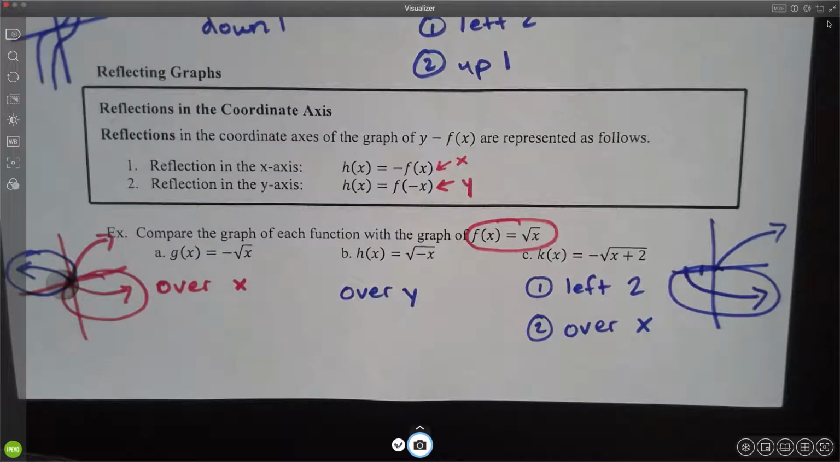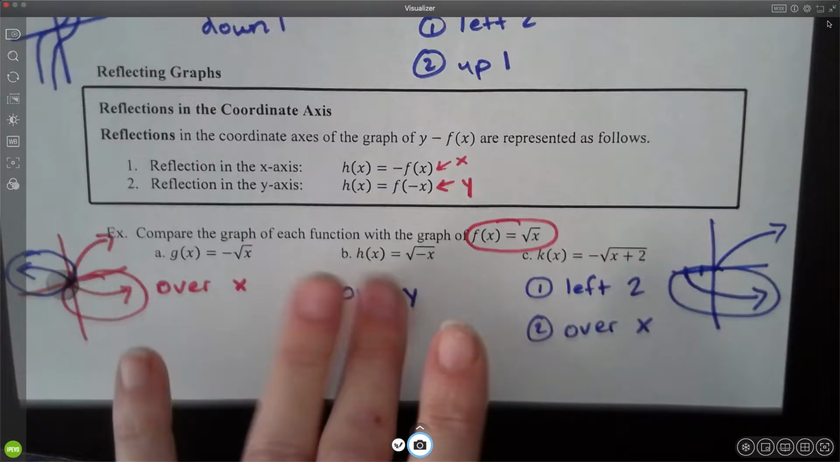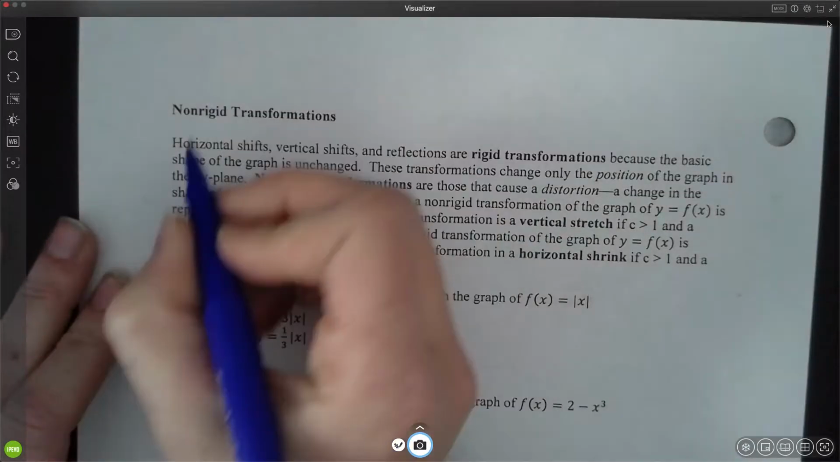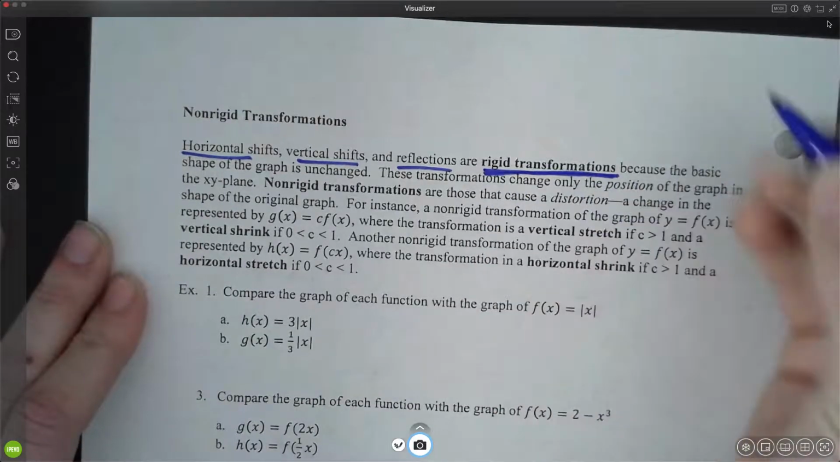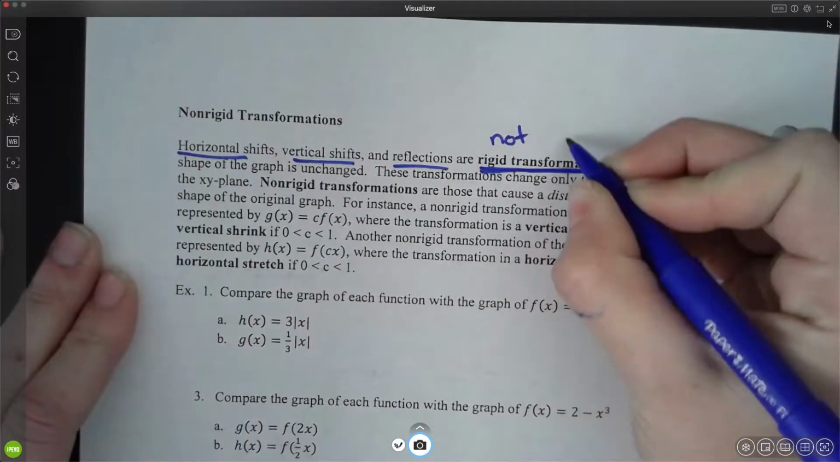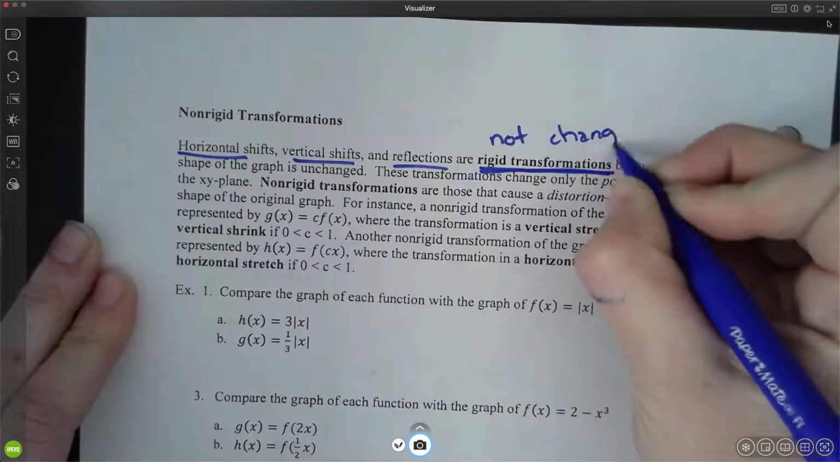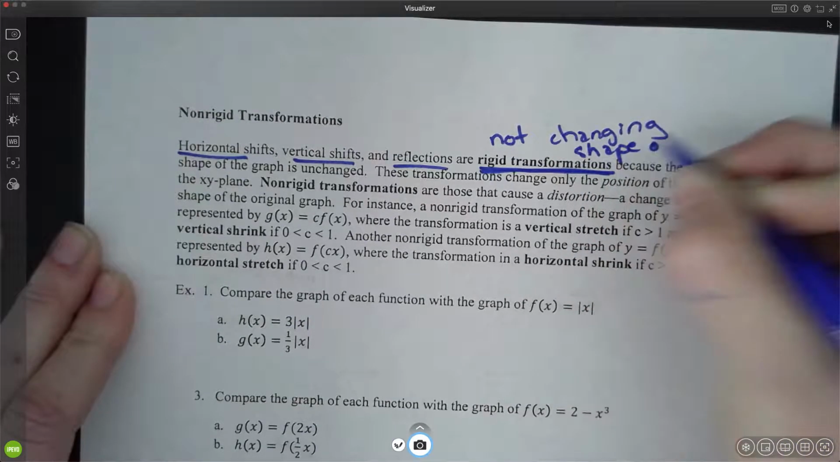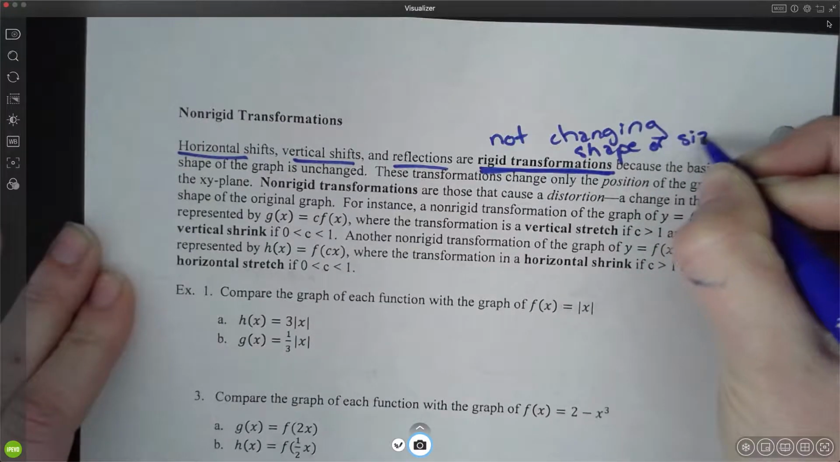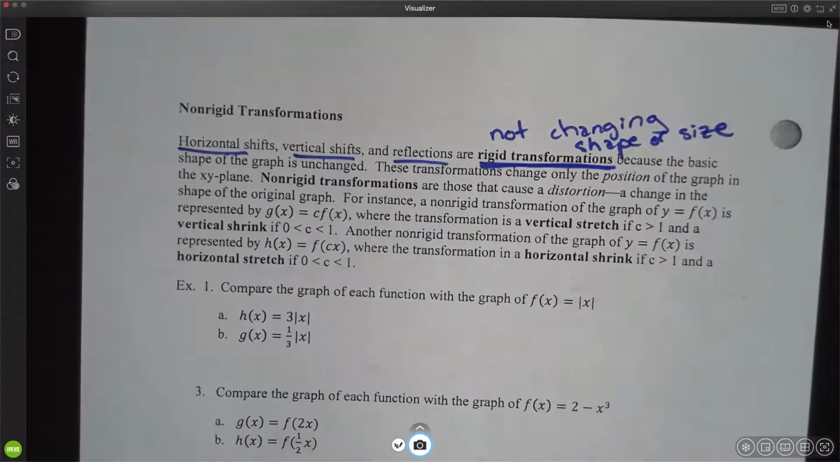Again, we're doing these so it makes it easier to graph instead of having to plot points. We hate that. Couple more things. Horizontal shift, vertical shift, reflections, those are all called rigid transformations because I am not changing the shape or the size. That's why it's called a rigid transformation.